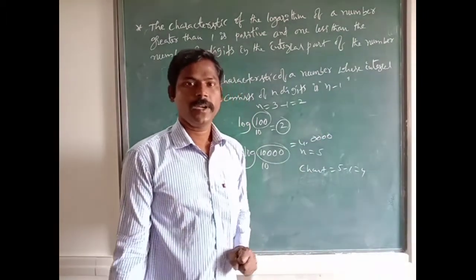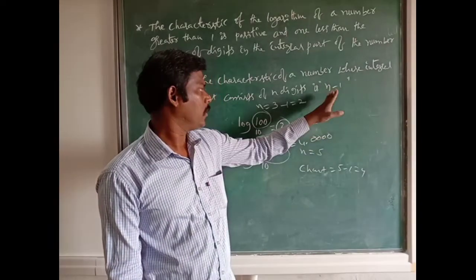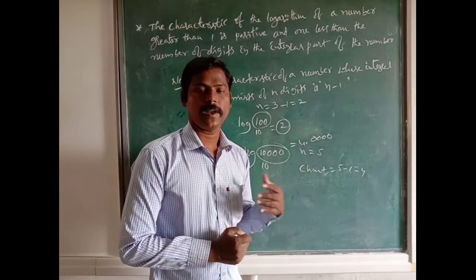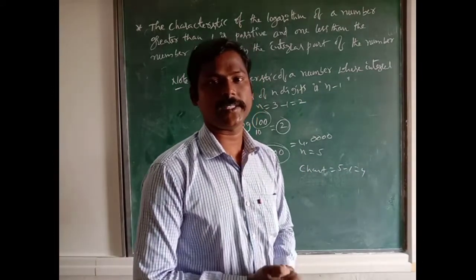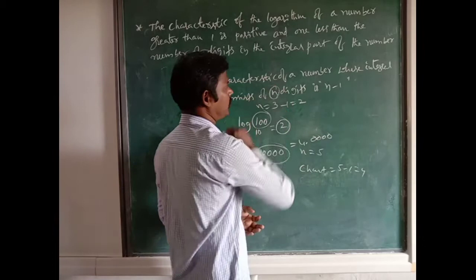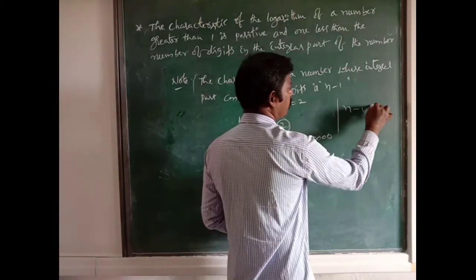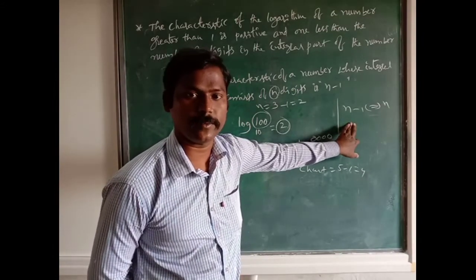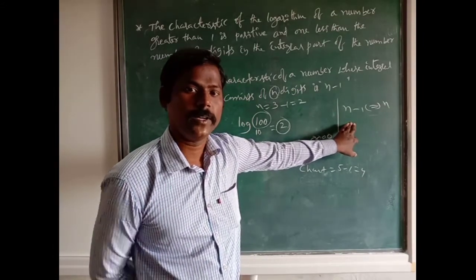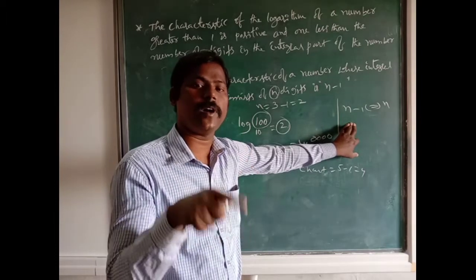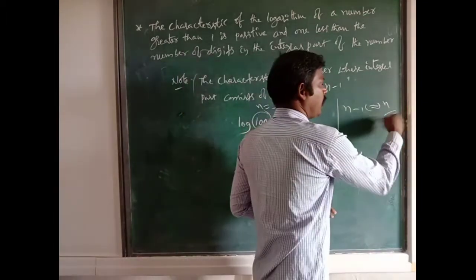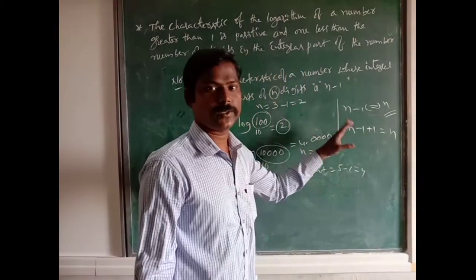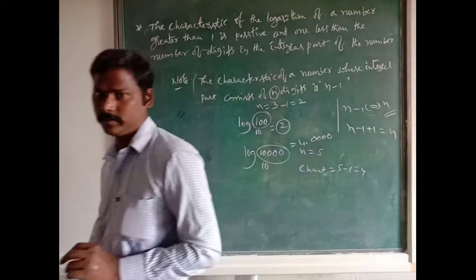Okay. And the reverse can also apply. If the characteristic is n minus 1, then the number contains how many digits? N digits. This is also important, vice versa. If the characteristic of a logarithm is n minus 1, then the number of digits of the number is how much? N. That means n minus 1 plus 1 is equal to n. These two also remember. Okay students.